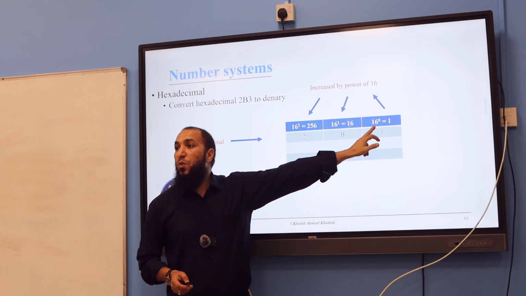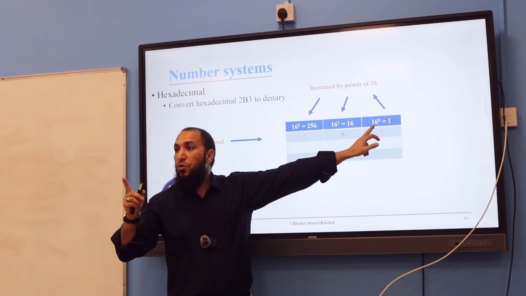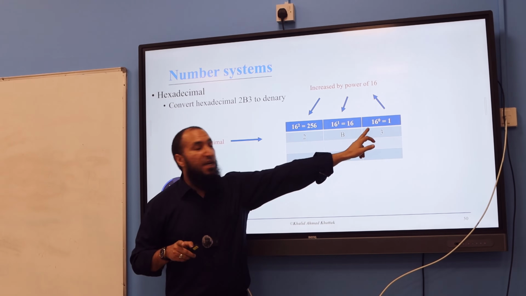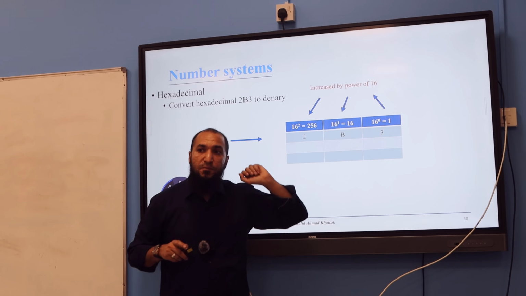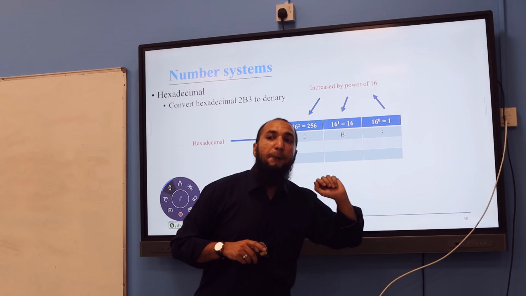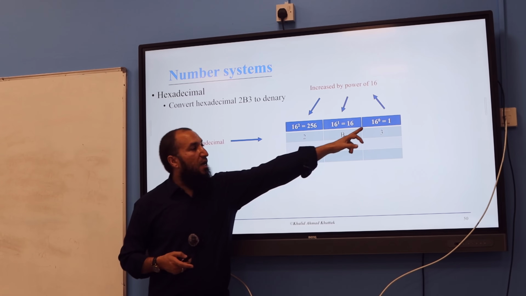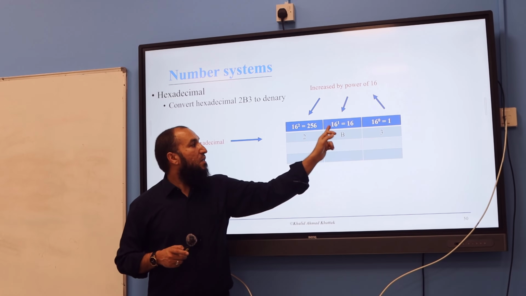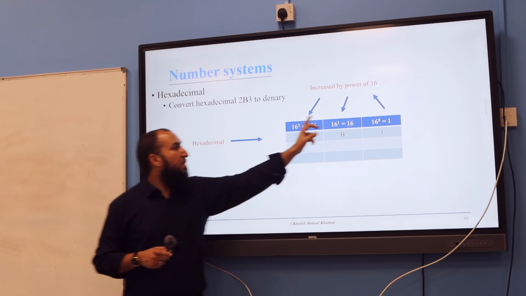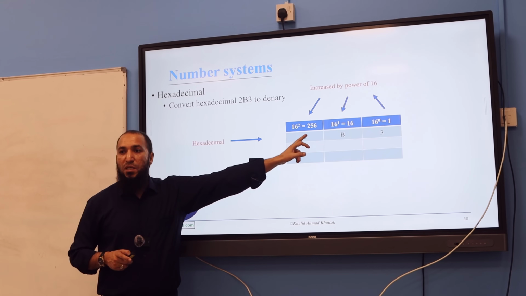So earlier we were using what? 2 to the power of 0. That was base 2 conversion. Here it's base hexadecimal. With practice it will become easy. So here is 16 to the power of 0, 16 to the power of 1, which is 16, 16 to the power of 2, which is 256.